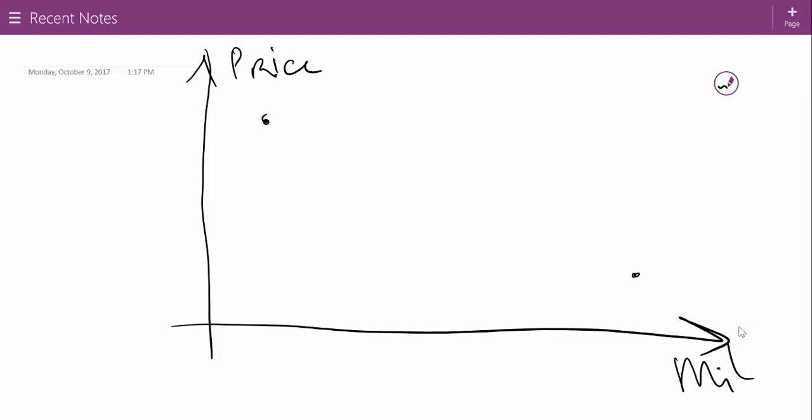False? 2 points are always on the same straight line. That is true, right? So therefore, I can always draw a straight line that goes like this, right? And tell me the equation of the straight line, please. Y equals mx plus b, right?